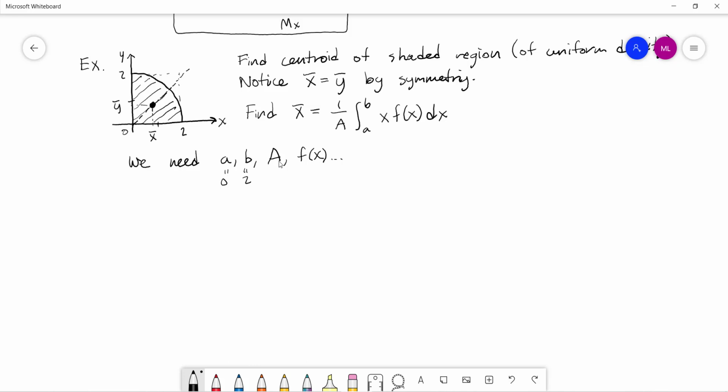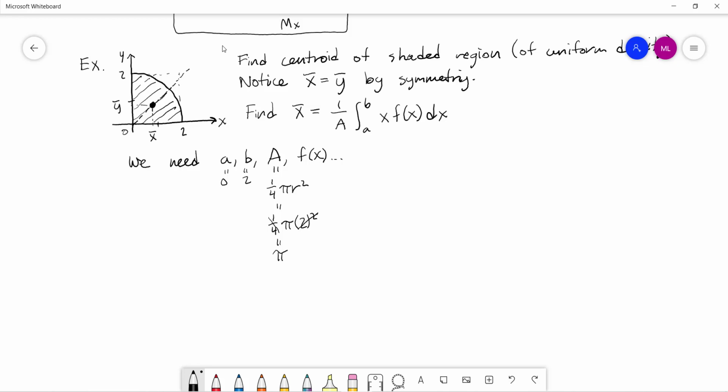Capital A is similarly easy. Normally we would have to do an integral, but in this case, because it's a section of a circle, I can just use geometric formulas. So for the area, I know it's a quarter of a circle. In this case, it's going to be 1/4 of the area of a circle, pi r squared. But what is our radius for this particular circle? The radius is 2. So for us, that's equal to 1/4 pi times 2 squared. 2 squared is going to be 4. It's going to cancel with this. The area of that region is pi.